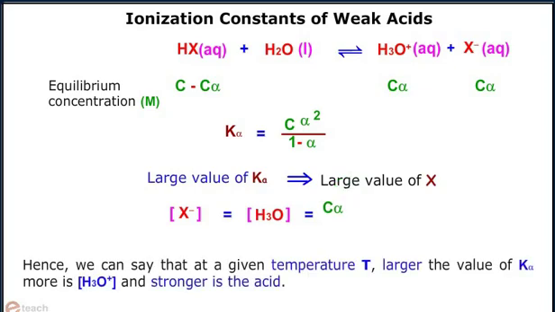Hence, we can say that at a given temperature T, the larger the value of Ka, the more the H3O+ concentration and the stronger the acid.